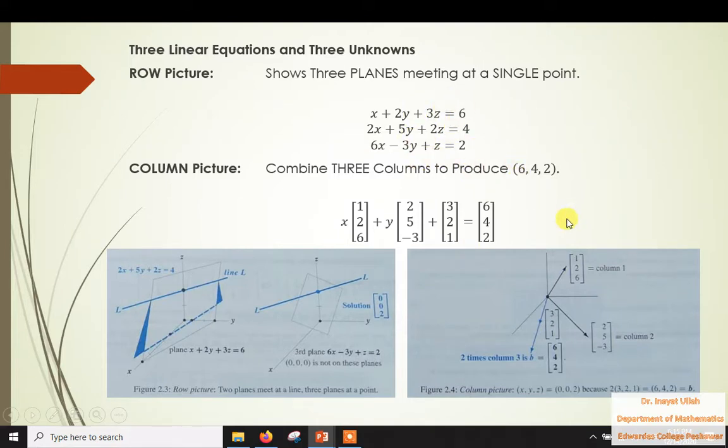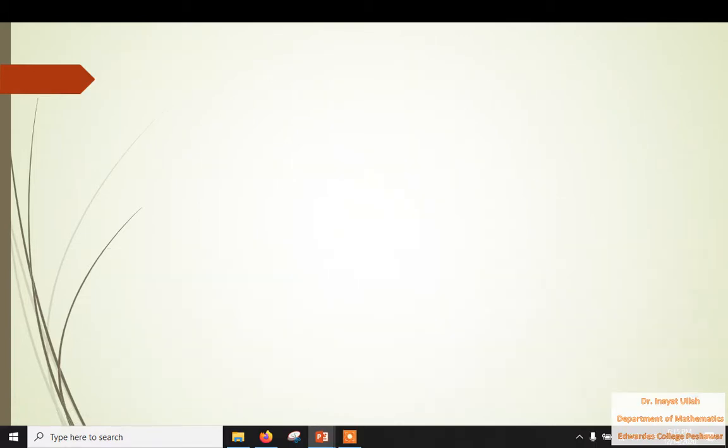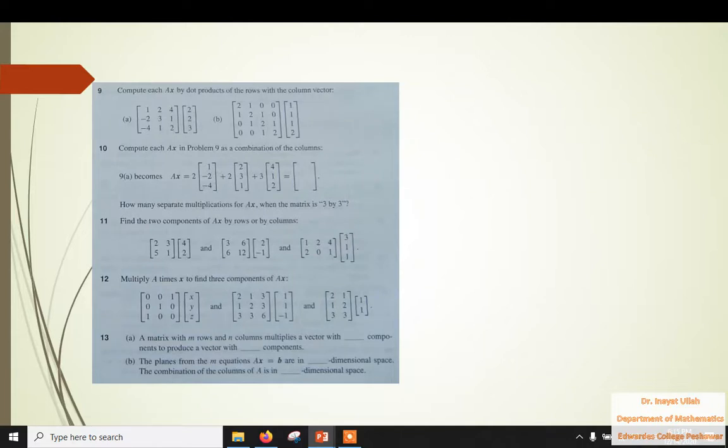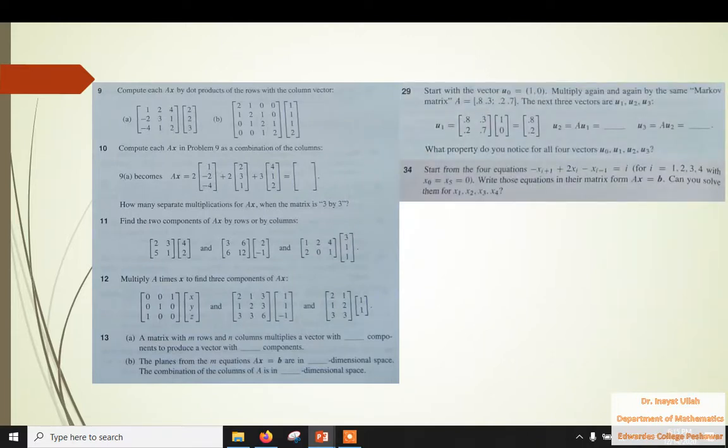Now, this slide is about the questions, and I consider those questions which are related with this topic. Question number 9, 10, 11, 12, 13, the coming exercise of your book.